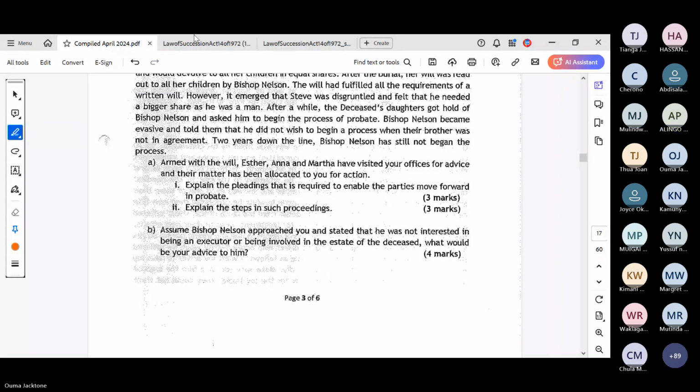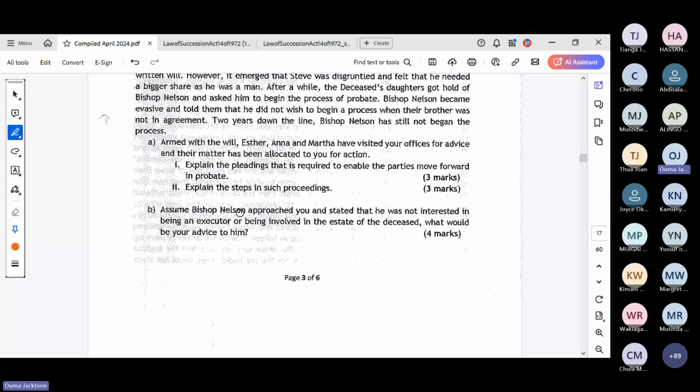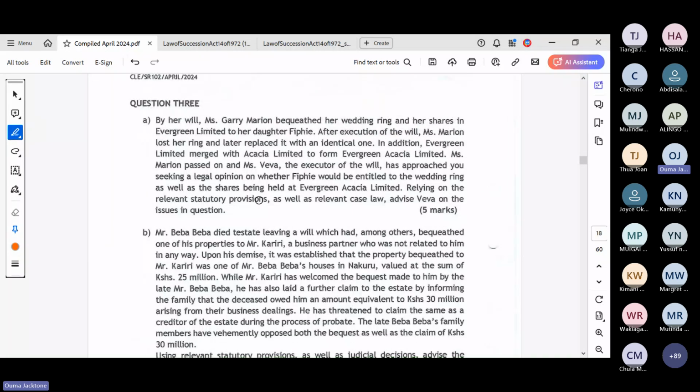Yes, Mwalimu. All right, so that is the question. You get your 10 marks there as well.